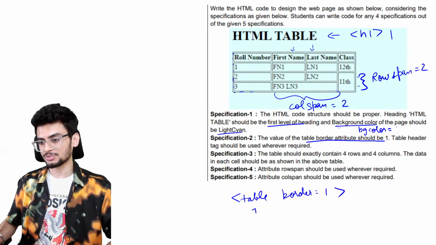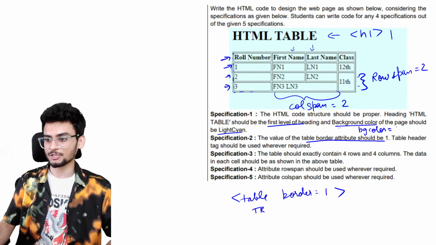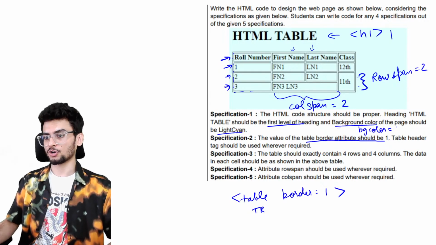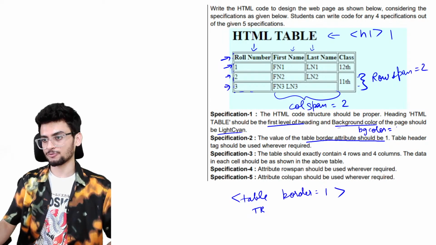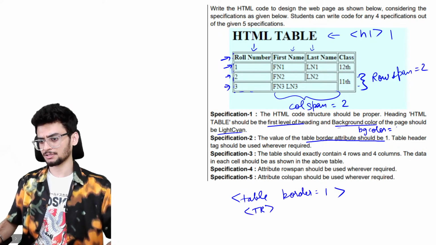Then you start by creating rows. तो यहाँ पर कितनी rows है? 1, 2, 3 and 4. I think this part you will be able to do. The table should exactly contain 4 rows and 4 columns. तो 4 rows हो गई and आपके 4 columns भी हो जाएंगे. It will look something like this.